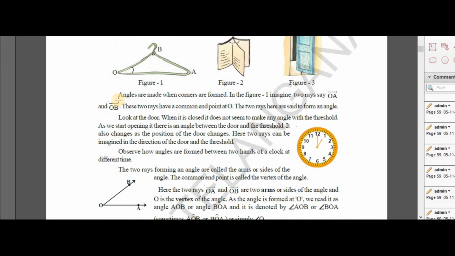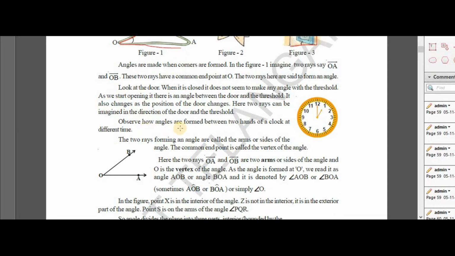Look at the door. When it is closed, it does not seem to make any angle with the threshold. As we start opening it, there is an angle formed between the door and the threshold. It also changes as the position of the door changes. Here, two rays can be imagined in the direction of the door and the threshold. Observe how angles are formed between two hands of a clock.